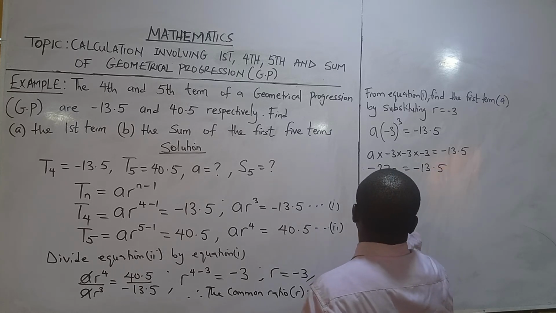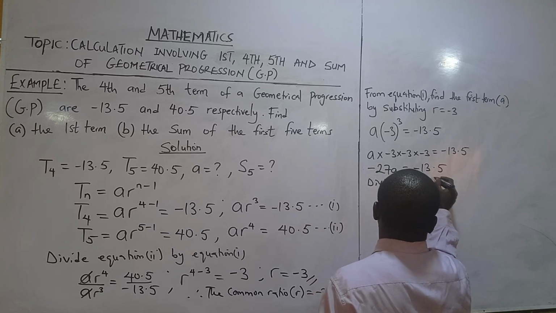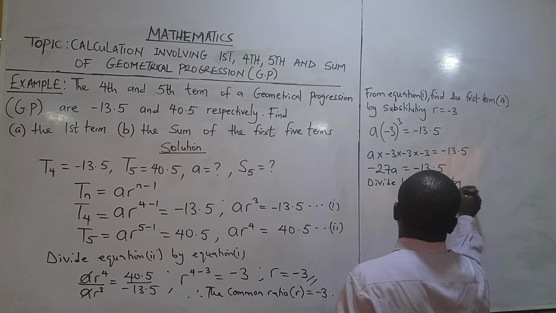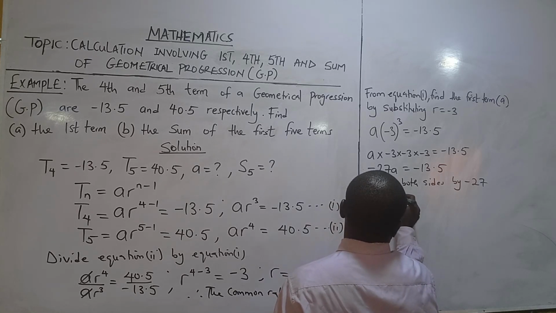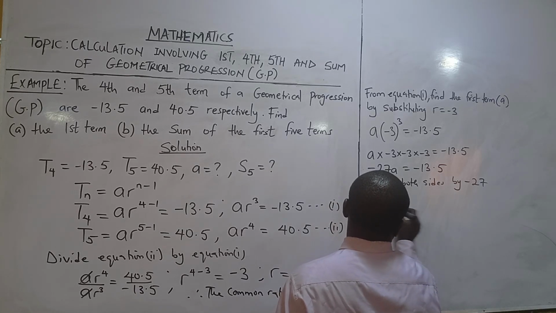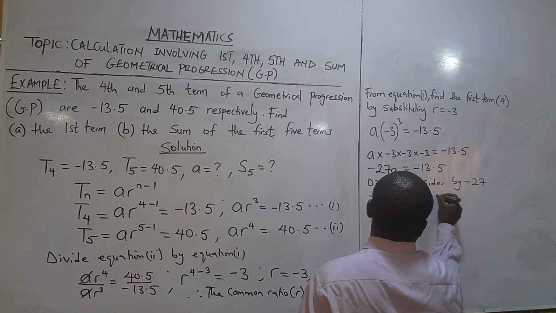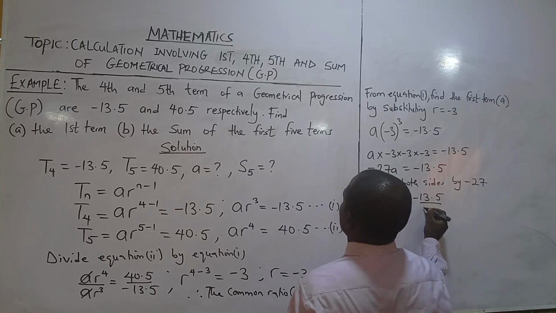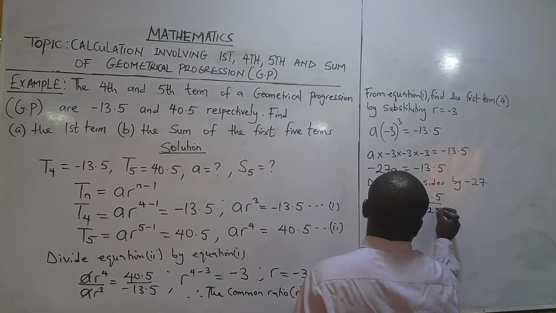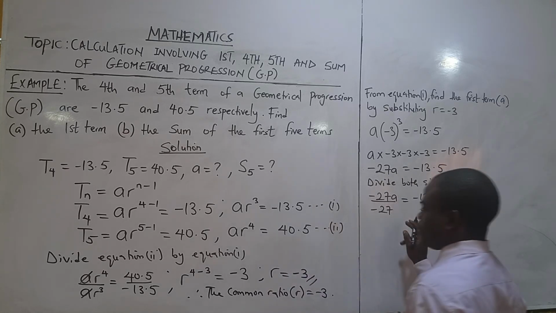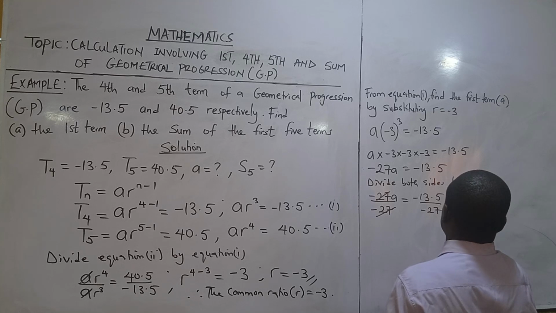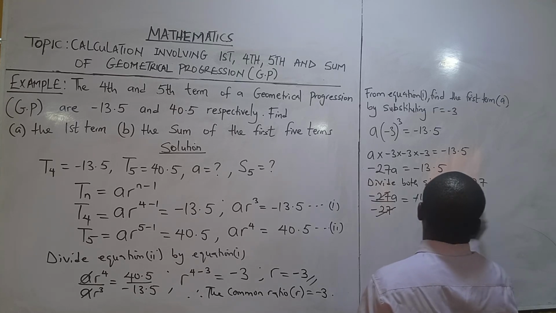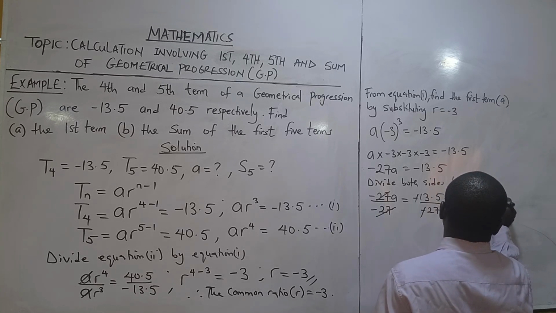Divide both sides by minus 27. We now have minus 27a over minus 27 equals minus 13.5 divided by minus 27. From here, you can cancel out negative with negative. You have a equals 13.5 divided by 27.